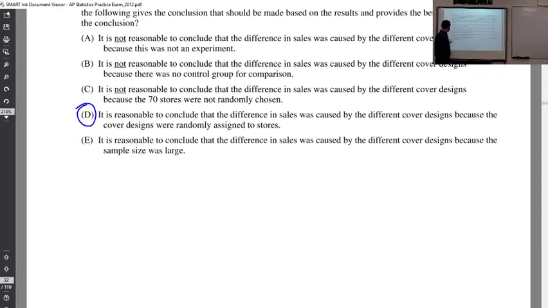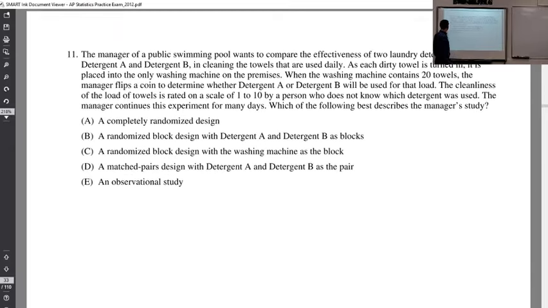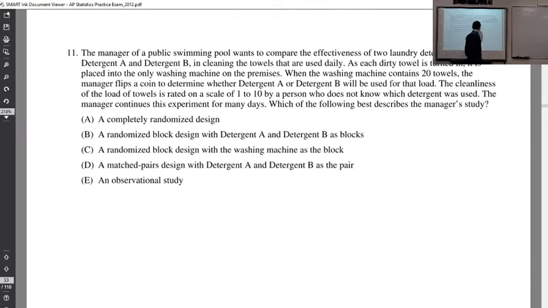Next one, number 11. Number 11 isn't blocking by some other variable aside from the detergent that we think has an effect. It's not an observational study, because we're not just putting a detergent in and observing the effects. We're not just asking them what detergent they would use. We are determining ourselves whether to use detergent A or detergent B. This is a completely randomized design.